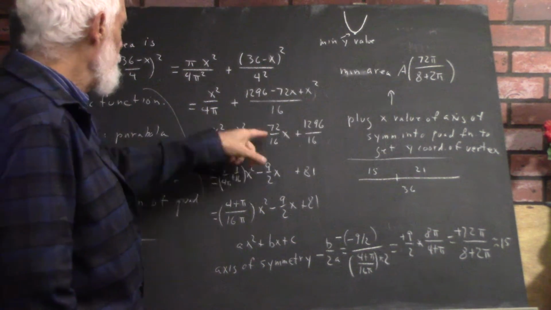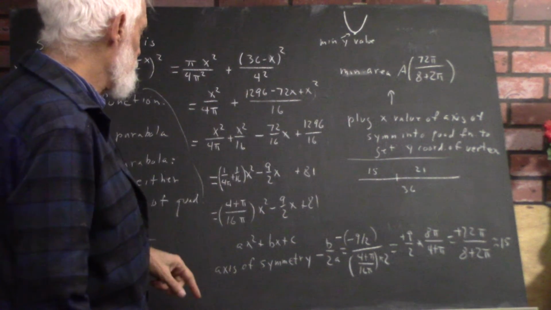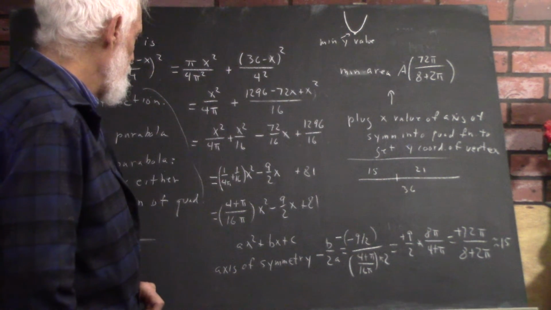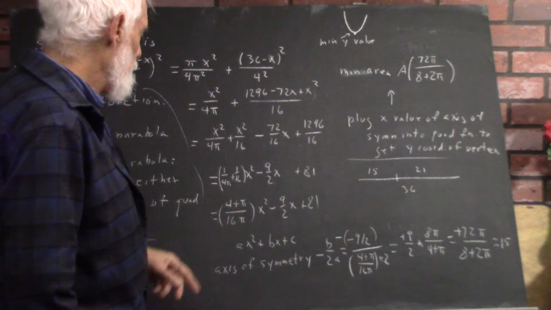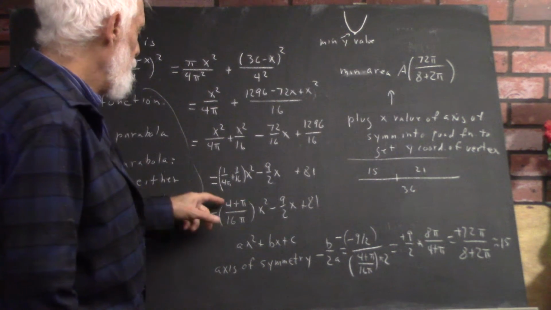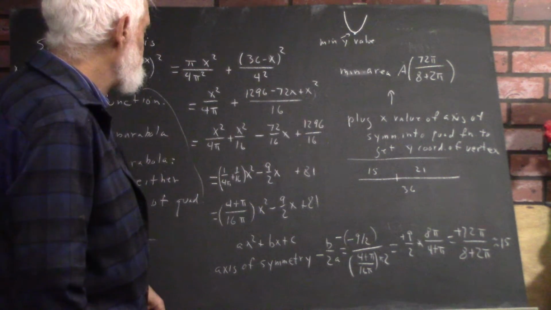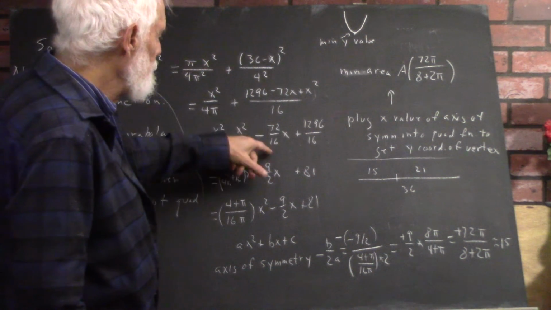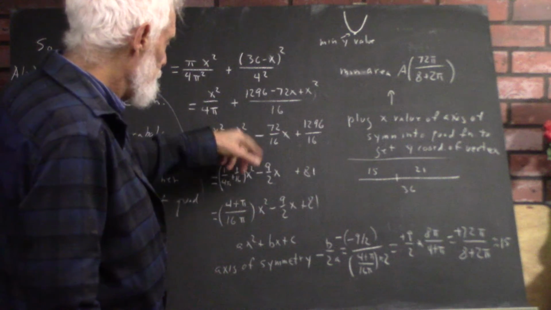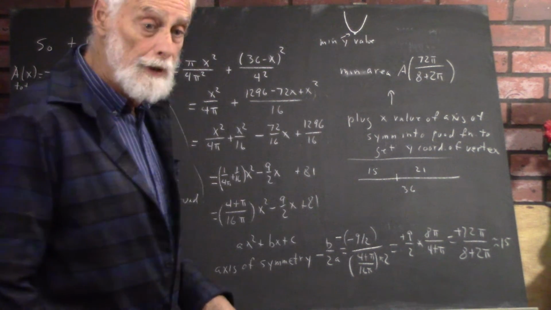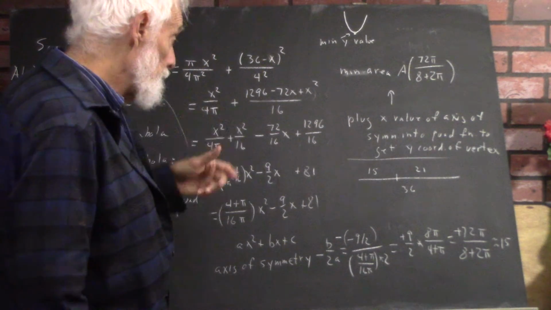Here we factor out the x squared, so the coefficient of x squared is 1 over 4 pi plus 1/16, which we then put over common denominator 16 pi. We get 4 plus pi over 16 pi. 72/16 is 9 halves, so we've got a negative 9 halves here. Pretty sure 1296 over 16 is 81. Double check me on that.